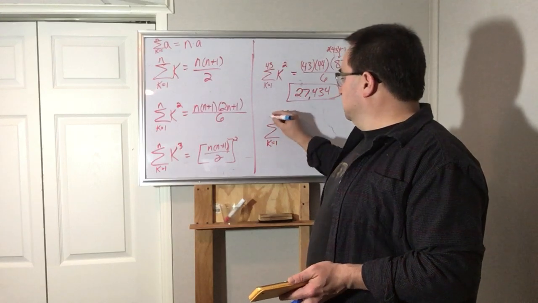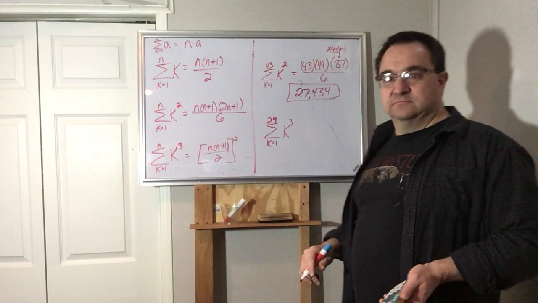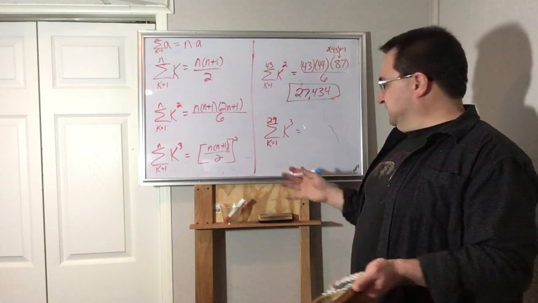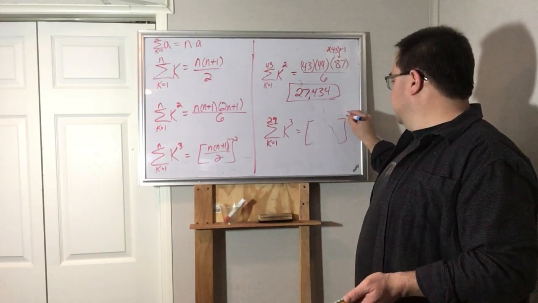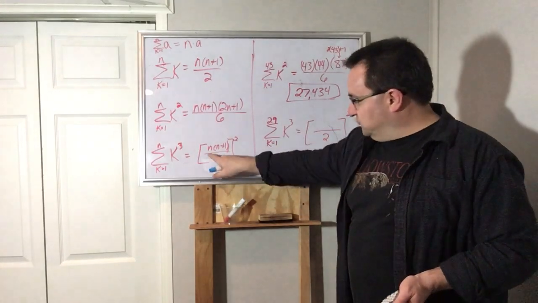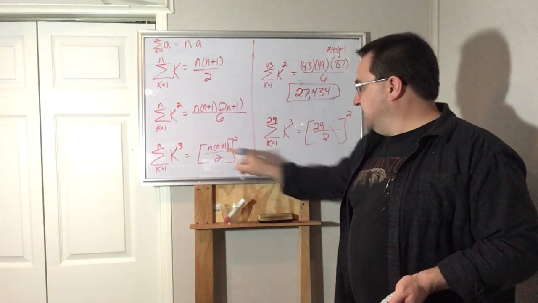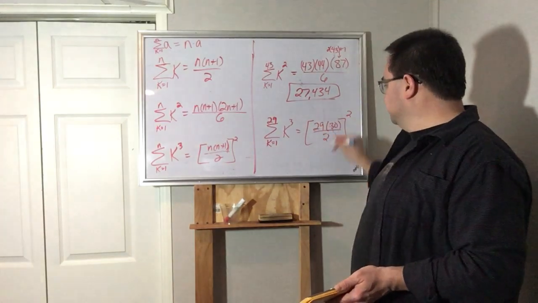As k goes from 1 to 29 of k cubed. All right. Well, what's the formula say? Well, I have this shell, and see the ends here. So I'm going to have 29 times 29 plus 1 would be 30.